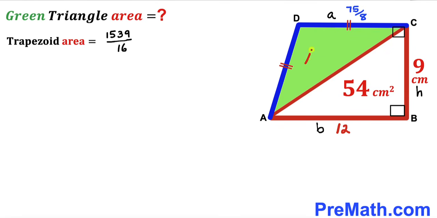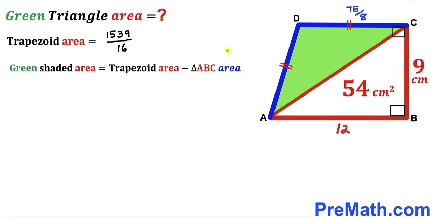Now we are going to calculate the area of this green shaded triangle ACD. And now let's recall this equation once again. The green shaded triangle area is going to be equal to the trapezoid ABCD area minus the triangle ABC area. And now we can see our trapezoid area is 1539 divided by 16, whereas our triangle ABC area is 54. Let's go ahead and fill in the blanks.